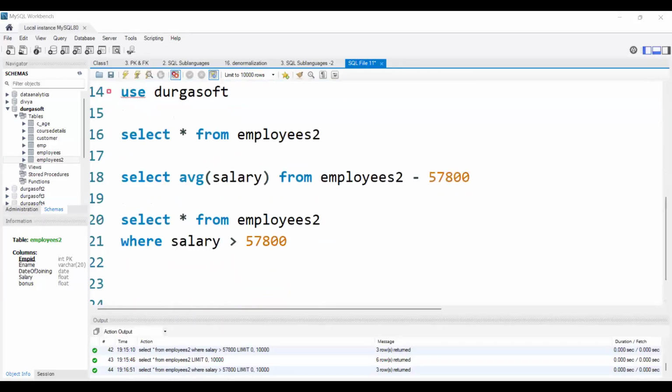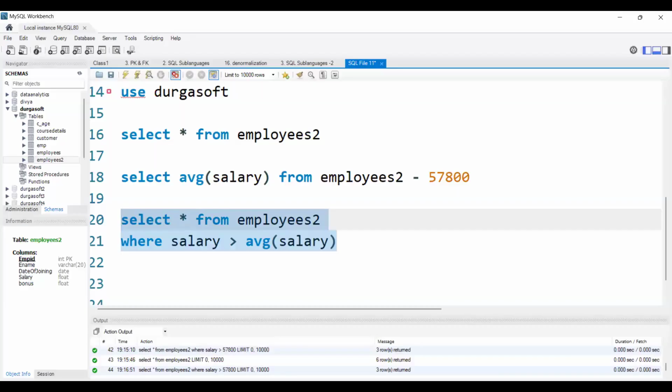So now to make it average, instead of this 57,800, suppose I write average of salary. It won't work, right? I am not supposed to write like this. If I write select star from employees where salary greater than average of salary, and if I execute, it will definitely throw me an error.